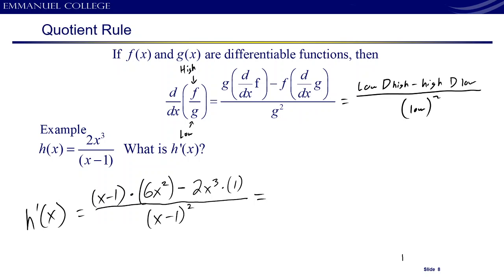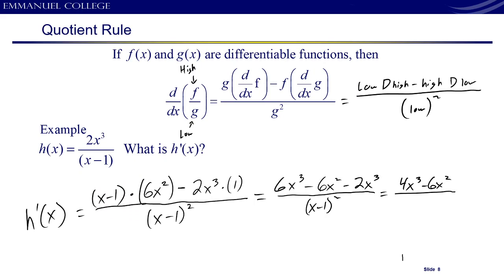to 0? And then if that were the case, I would say, okay, well now this is 6x cubed minus 6x squared minus 2x cubed all over x minus 1 squared. And so then this would give me 4x cubed minus 6x squared over x minus 1 squared. And if it said, where is the derivative equal to 0, you set this equal to 0 and figure out what x values work in that case.